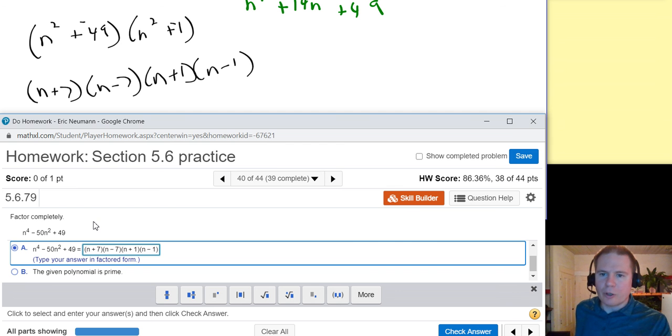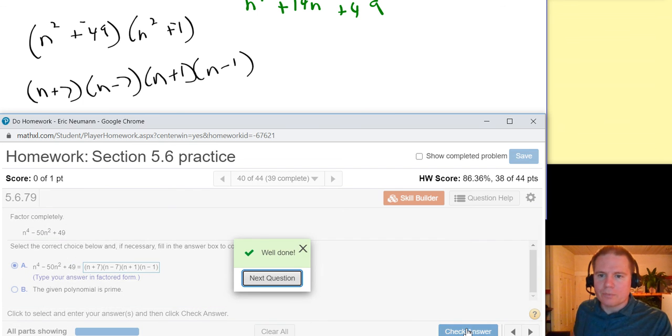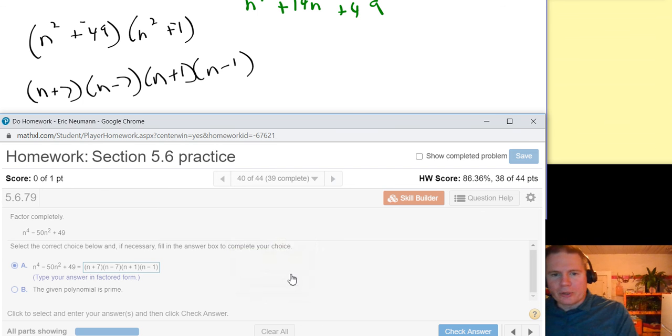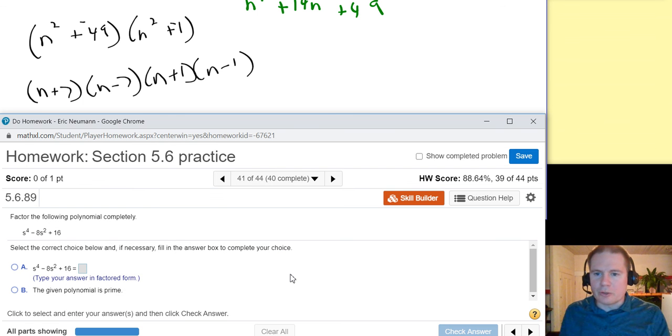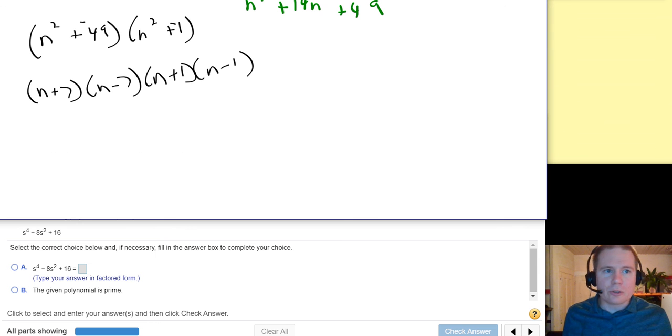All right, this is one of those rare times where all four factors of this fourth degree are noticeable through regular factoring techniques. Eventually, you'll learn how to get all the factors, even when they don't work out nicely. But that might require imaginary numbers, and we're not there yet. All right, almost done here.